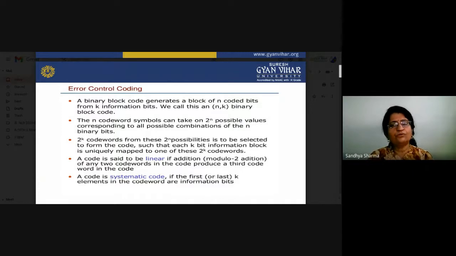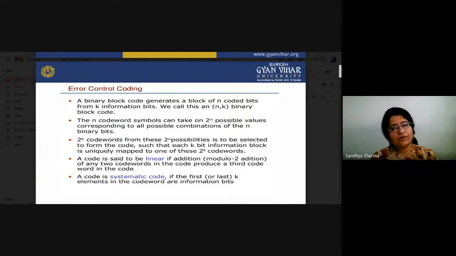So if we want to represent our block code, we use n, the total number of bits, and k, the number of message bits. The n code word symbols can take on 2 raised to power n possible values, corresponding to all possible combinations of n binary numbers. So 2 raised to power n possible code words can be generated by using these n code word symbols.